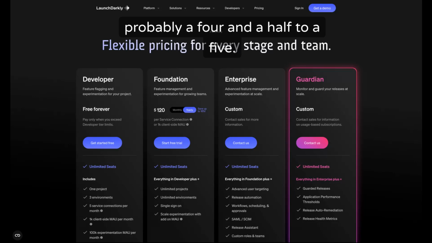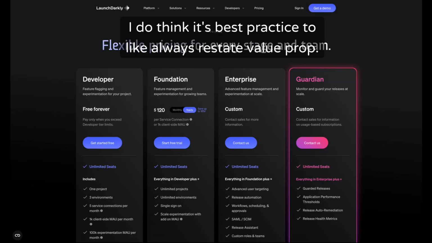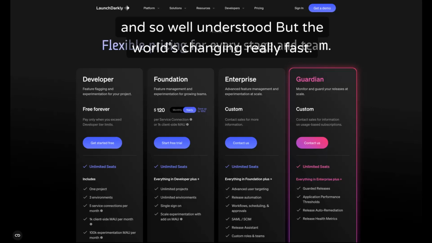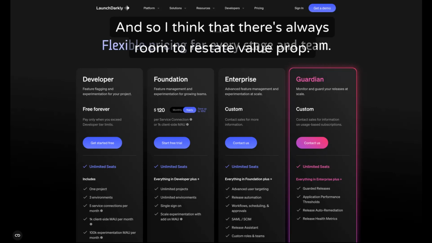I do think it's best practice to always restate the value prop. I understand why they're not doing that, because they're so well known and so well understood. But the world's changing really fast, and so I think there's always room to restate the value prop.